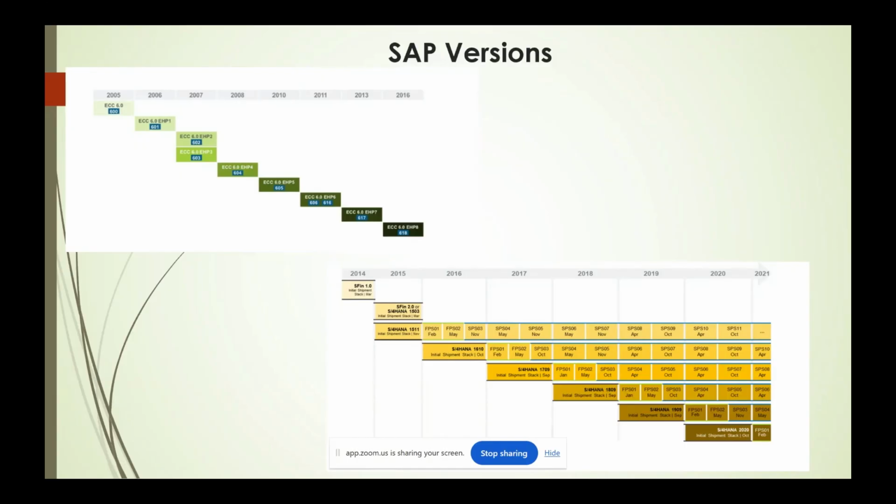I'll show you at the end of the training where you need to check the SAP roadmaps. What are the latest changes? What are the next upcoming changes? You will see later. It's too early for you to go into that detail, but going forward you can see. So for now you just understand how SAP names the versions.